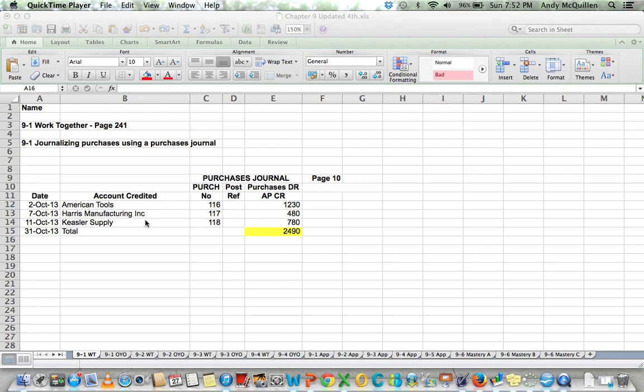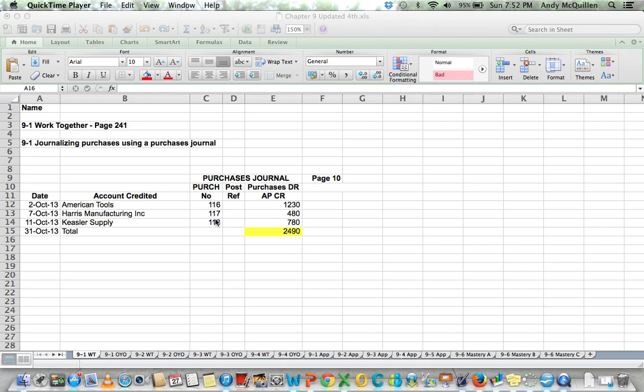Only the account needs to be in. You don't need to put AP in front of it. You'll be given a transaction number, which is going to be called P something, and that will always go in here. You don't have to put the P in front of it as well.